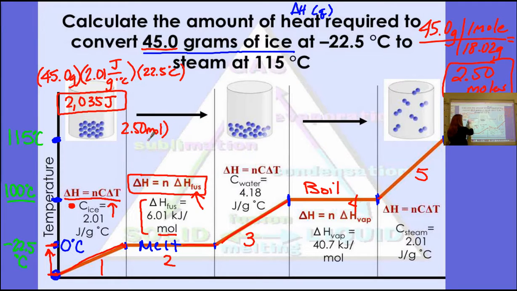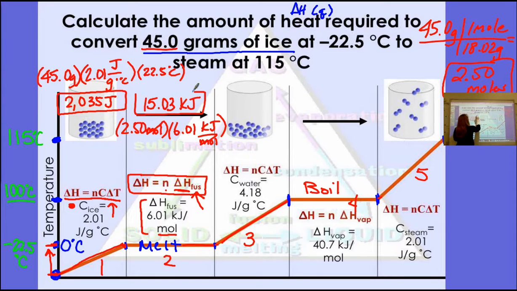2.50 moles. And it's N times this constant, delta H of fusion, which is given as 6.01 kilojoules per mole. Moles cancel. 2.5 times 6.01, you get 15.03 kilojoules. So just to melt that ice cube from start to finish would take 15.03 kilojoules.